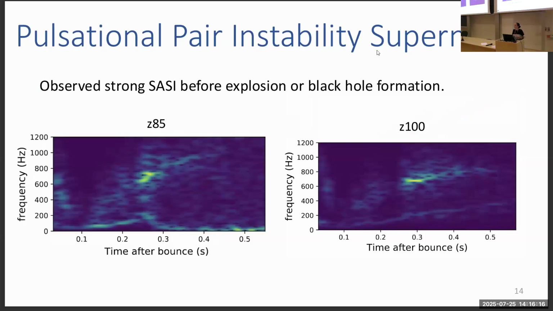I don't think you're going to see gravitational waves from pair instability supernovae because they're going to be really far away, but they're good examples of models that have strong SASI. So this one that doesn't explode, you can really see it here, this long part here. And then the 85 solar mass model is here. And then this is where it explodes and then it starts to die away.